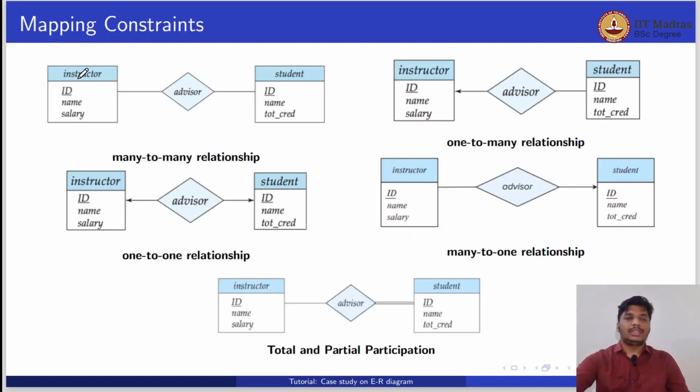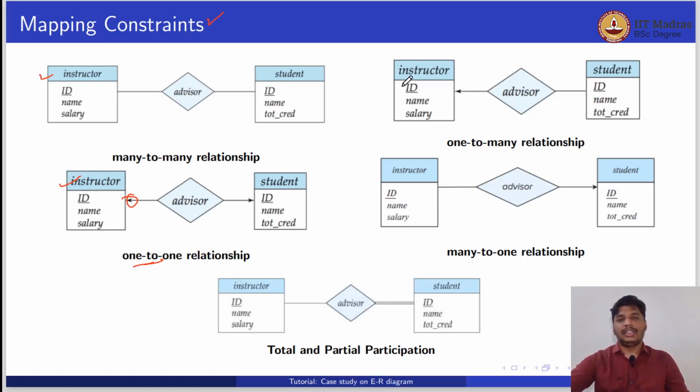Now let us discuss mapping constraint. This part is covered in week 4 by the professor, so I will quickly go through it now. Here the instructor and the student table is there. Here it indicates a many to many relationship. Similarly here the relationship between the instructor and the student is 1-to-1. Basically if you see an arrow here, it means 1, and if there is no arrow, it means many.